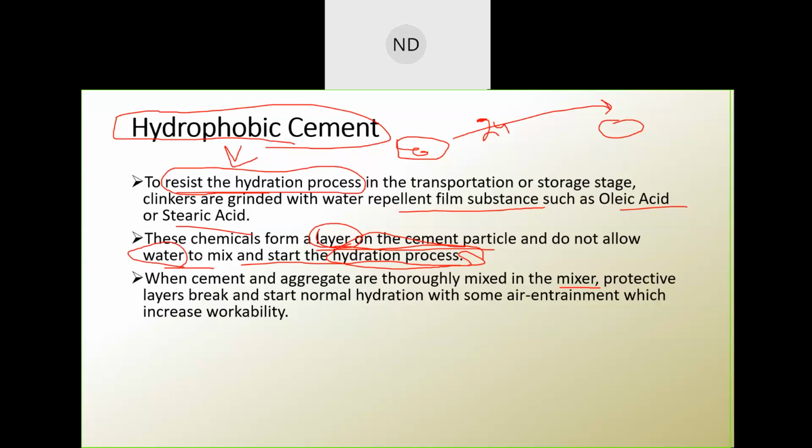But once you reach the site where you want the construction to be done, what will happen? You will mix this concrete with the cement, whichever is there, hydrophobic cement. So what will happen once you do the mixing? This protective layer will break and start the normal hydration, with some air entrainment, which increases the workability.